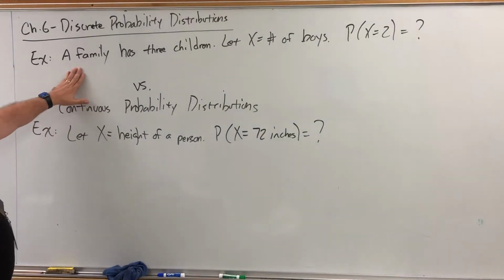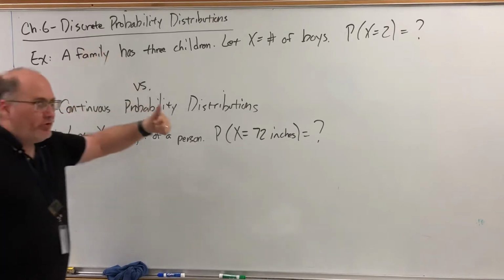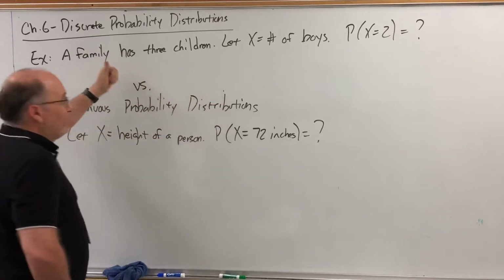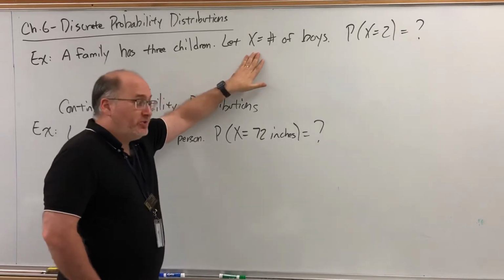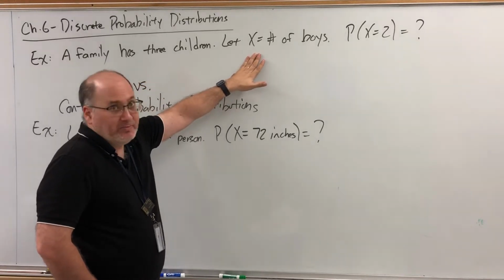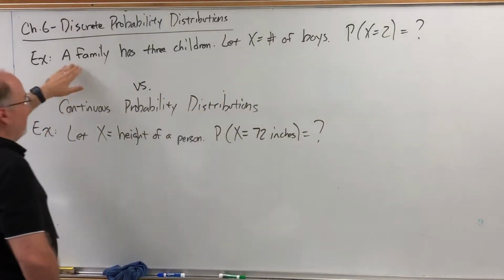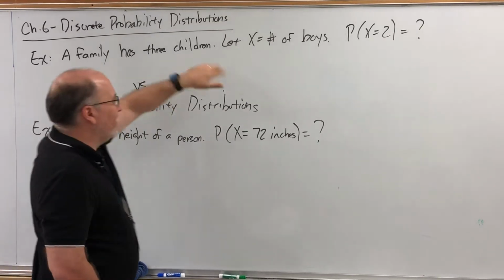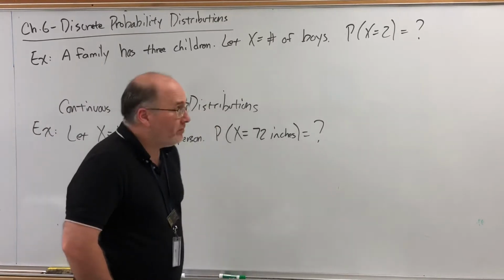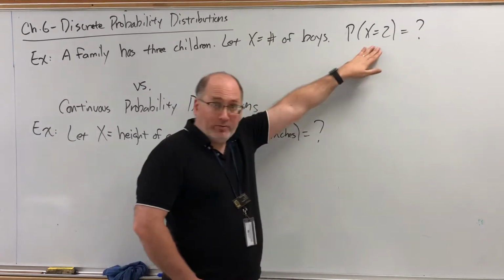We're going to be looking at some things called random variables. The next video will go into more detail. But basically, it's a variable whose value is determined by the outcome of a random experiment. For example, a family has 3 children, and we're going to let x equal the number of boys that they have. What is the probability x equals 2?